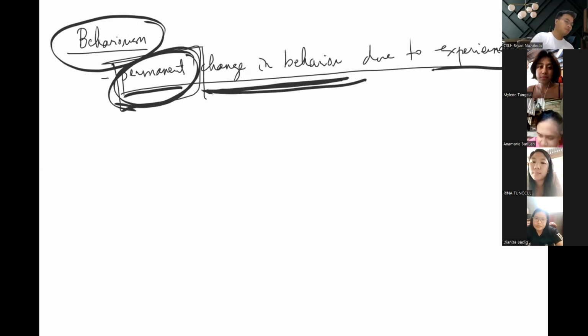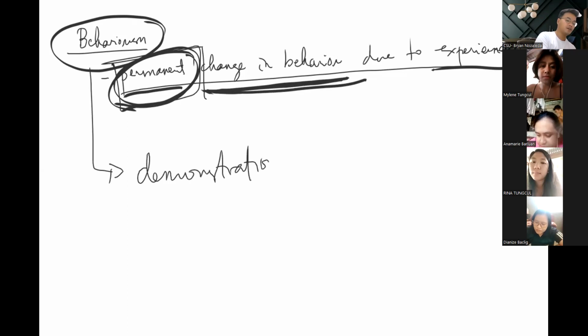And take note, the behaviorist point of view about learning emphasizes that there must be a demonstration of that behavior. Okay, there must be a demonstration of that behavior.